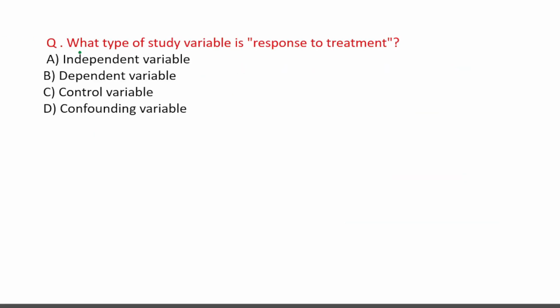See the next question. What type of study variable is response to treatment? This is a repeated question. Options are A, independent variable, B, dependent variable, C, control variable, or D, confounding variable. So what type of study variable is the response to treatment? Among the options, the answer is B, dependent variable. The response to treatment is a dependent variable. So please remember the question and also the answer.